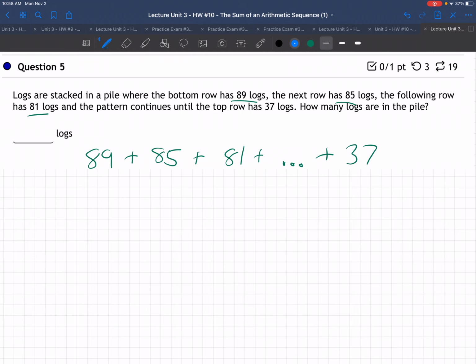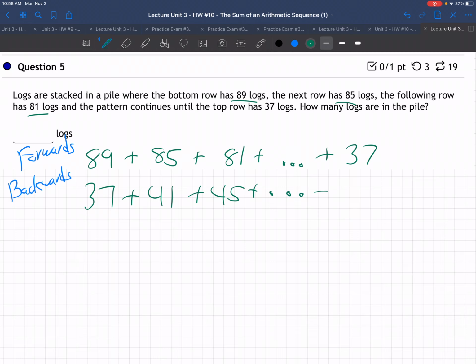So you know the trick, right? We write the list forwards and backwards. So backwards it would be 37. Looks like it's going up by 4 every time, right? Down by 4, up by 4, same thing. So 4 until the last one is 89, and then we add these up.